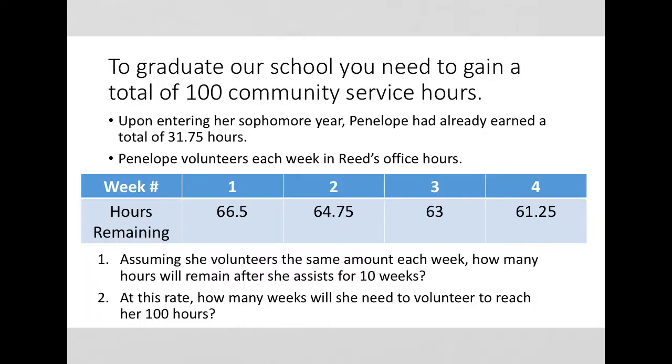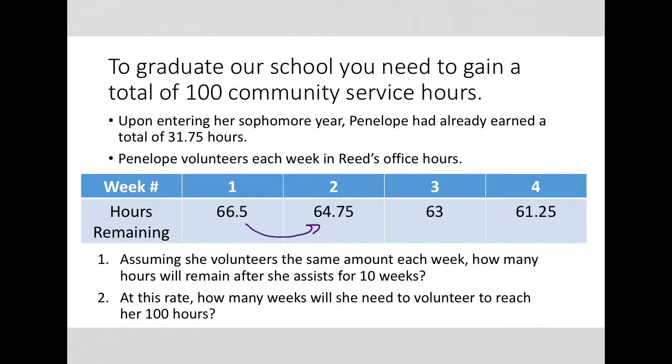Well, here's a little model for you. I'm not telling you explicitly how many hours she volunteers each week in my office hours, but I am telling you that after 1 week of volunteering, she has 66.5 hours remaining. After 2 weeks, she has 64.75 hours remaining. After 3, 63, and after 4, 61.25. So we can use the same idea as the last time.